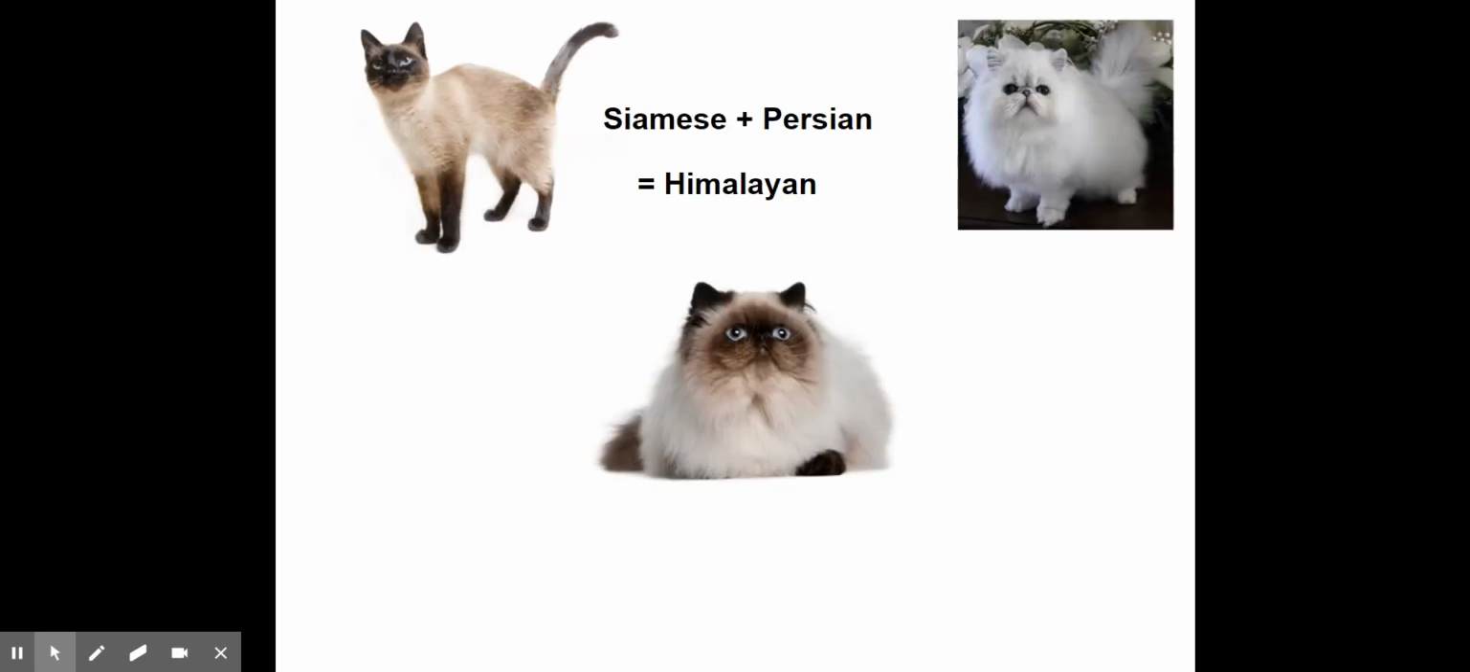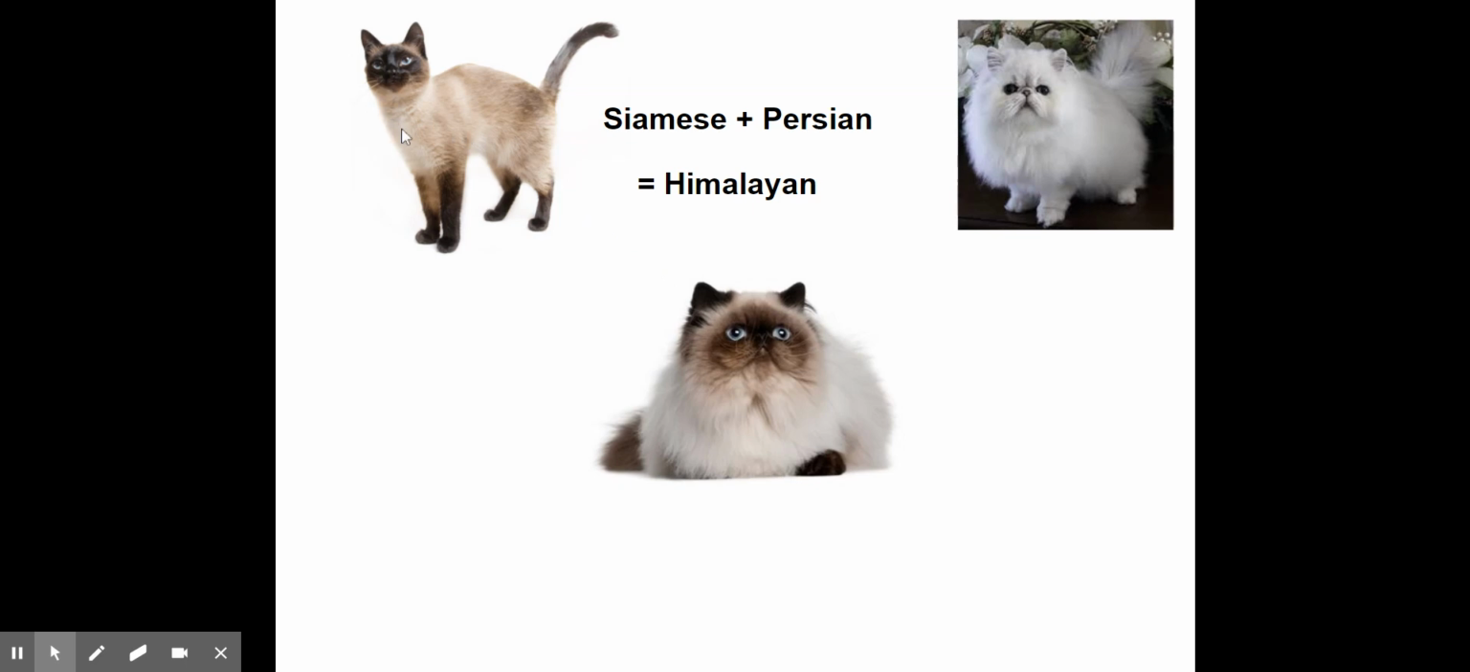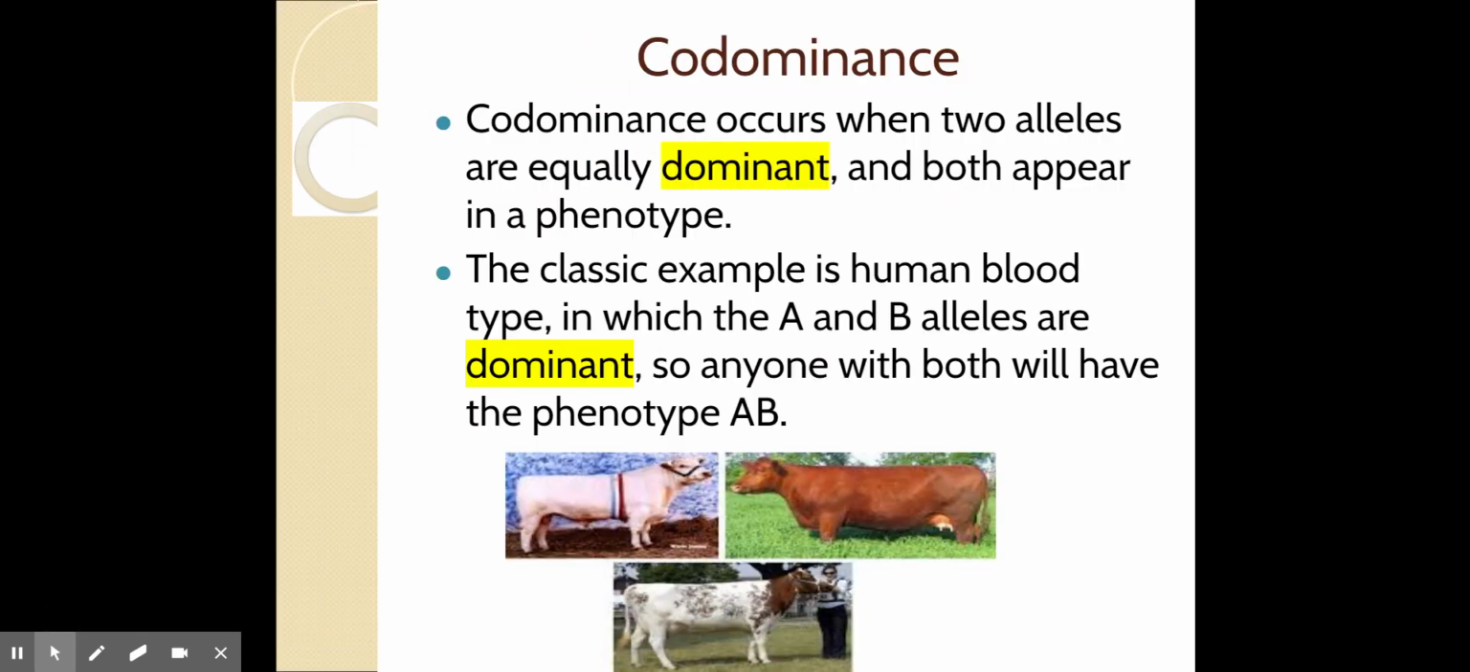Here's another great example of that. You take a Siamese cat and you cross it with a Persian cat, and you wind up with something that has characteristics of both. So you've got the Siamese coloring, but the longer, fluffier fur from the Persian cat when you get the Himalayan cat from that cross. Neither one has traits that are more dominant, so you get a mixture of both showing up. So again, codominance occurs when you have two alleles or forms of the gene that are equally dominant and both show up in the phenotype.